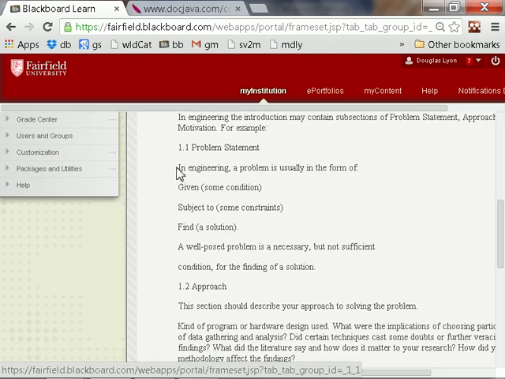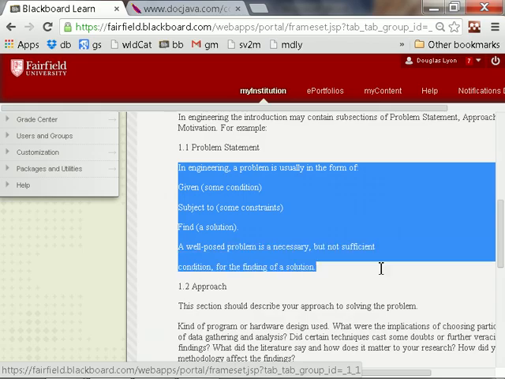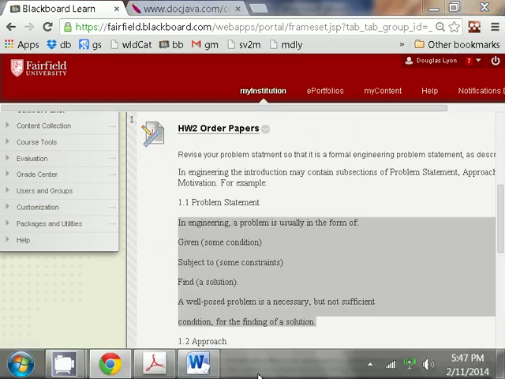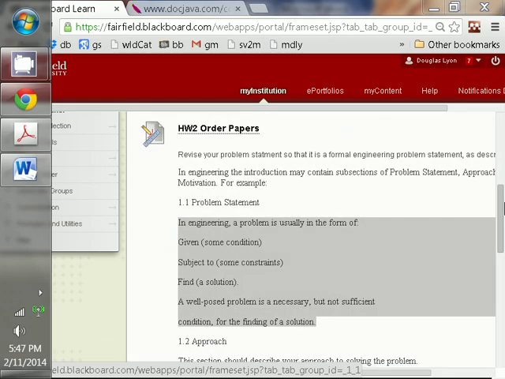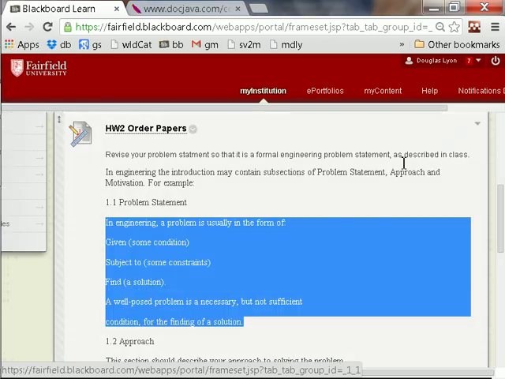Right, so here it is. Problem statement. Given, subject, find. Right? So I don't see in here the approach, I think. No, yeah, the approach and the motivation. It's very easy to set up our problem statement, but then the approach, the motivation, and other paragraphs following require more in-depth research and formulation of how we're going to actually solve the problem. So it's hard to formulate all that now without having done all this research and preparation.